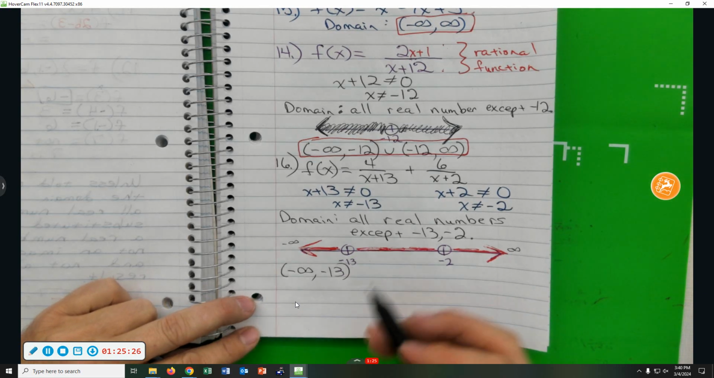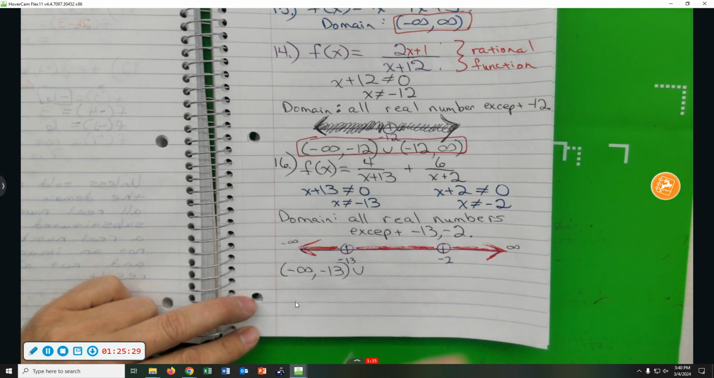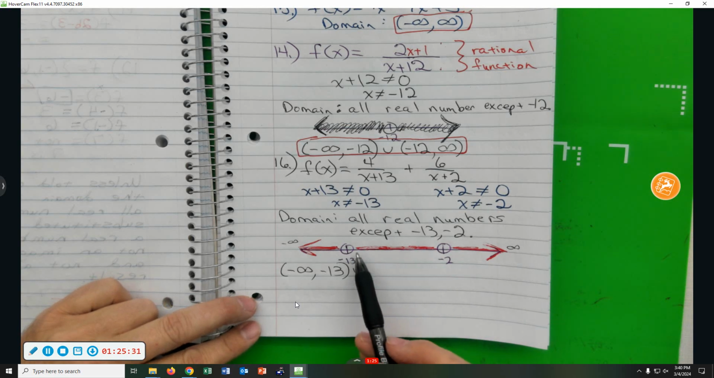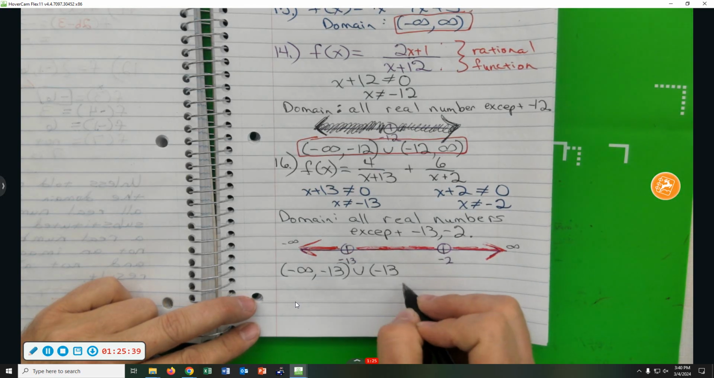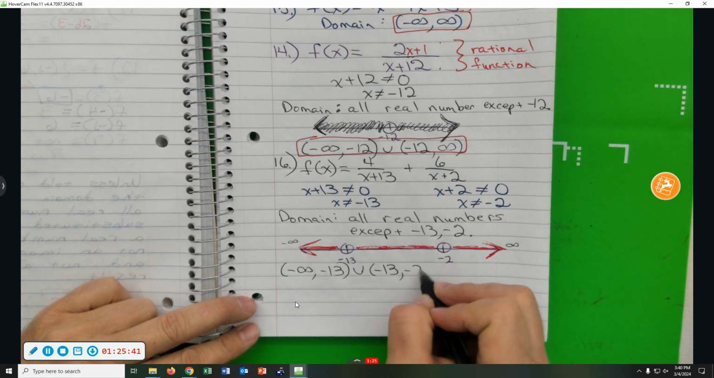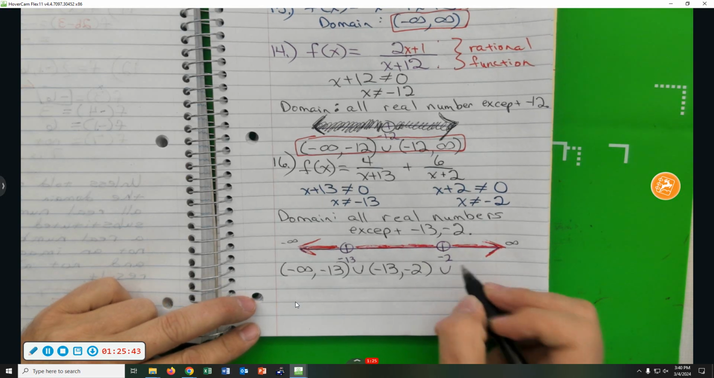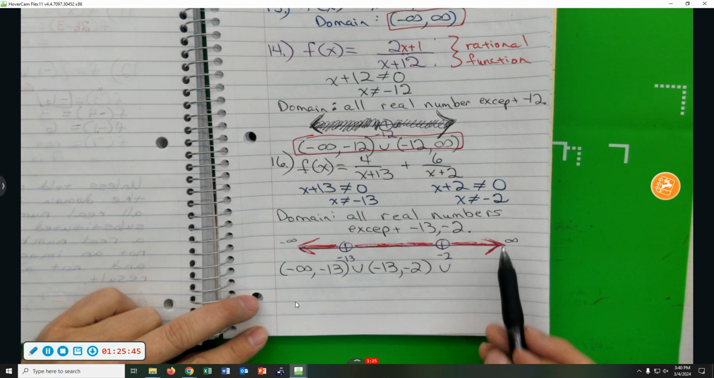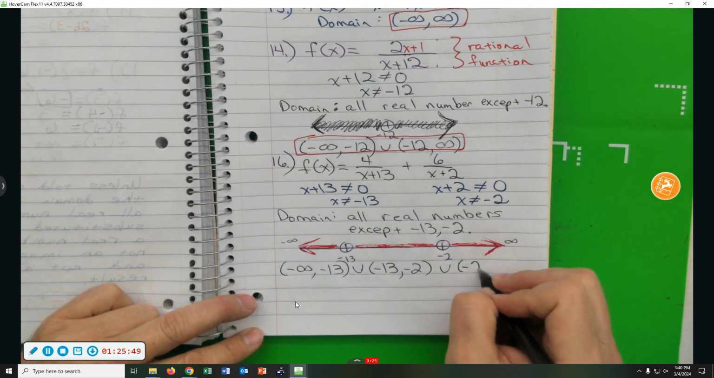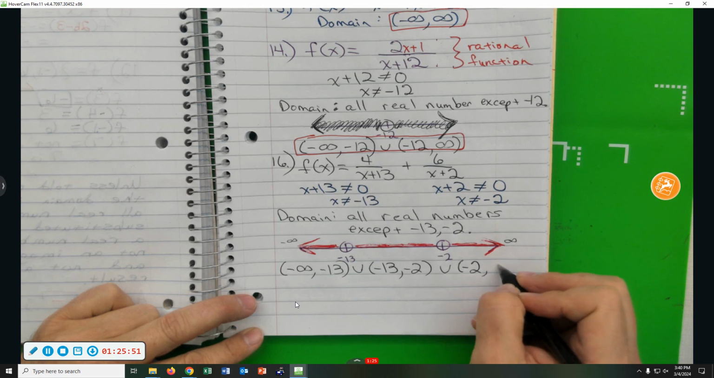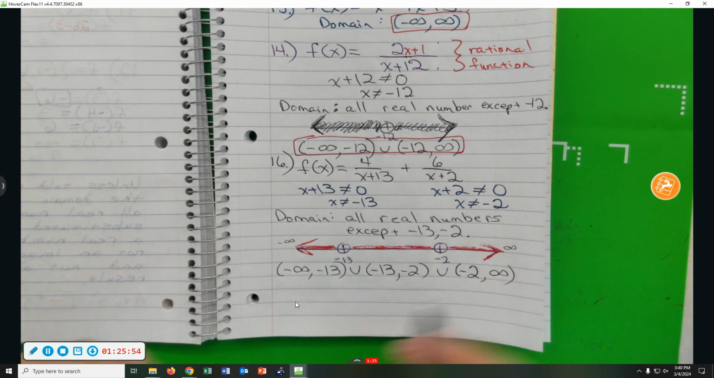Or, union, how do we say the numbers between negative 13 and negative 2? Parentheses, negative 13, comma, negative 2, parentheses. Or, how do we say the numbers to the right of negative 2? Parentheses, negative 2.